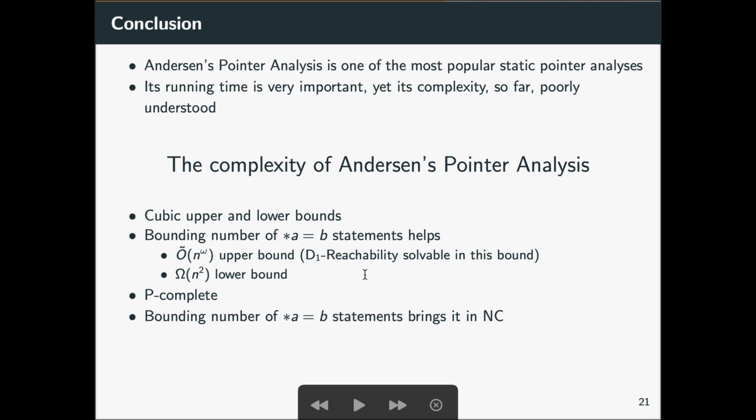In addition, we show that witness bounding has a quadratic lower bound, and thus the upper bound is almost optimal. Finally, we see that the analysis is not parallelizable in the general case, but witness bounding again makes it parallelizable.